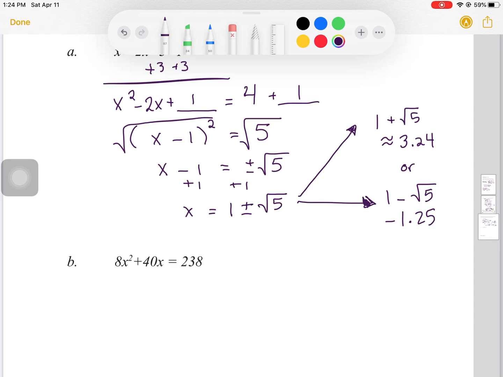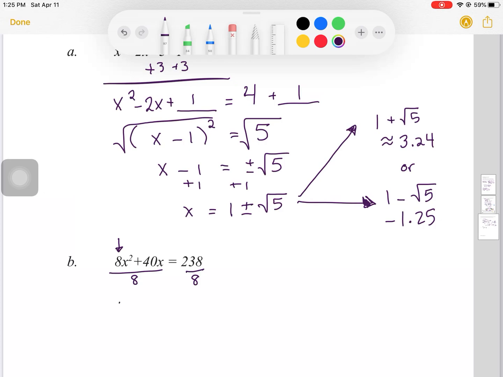I'm going to go through the same thing. Now, here's the catch. I want my lead value to be 1 to do completing the square. It's so much easier if that lead value of x squared is just 1. So we can do that. And just bear with me here for a second. I'm going to go ahead and divide everything by 8, both sides.